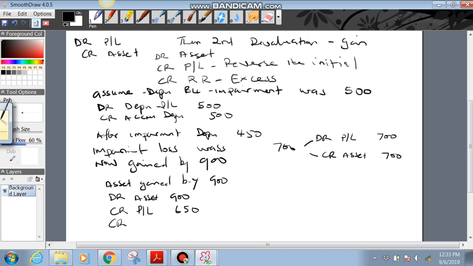Then the excess will go to revaluation reserve. Is it clear? It's very important you remember this working. The examiner likes bringing it a lot, and it's one working which students tend to struggle with. They tend to forget that little bit about maintaining the depreciation as if the asset had never been impaired.